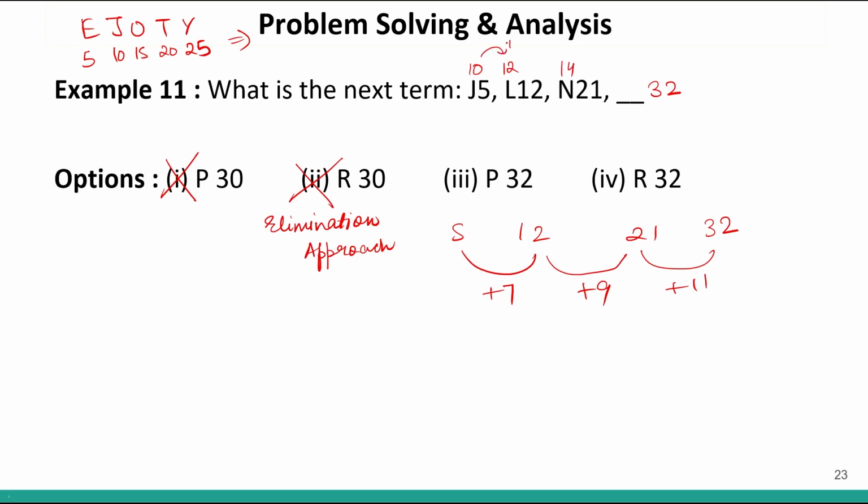So I can see a plus 2. Over here also plus 2. So the next letter will definitely be plus 2. Plus 2, 16th rank. At 16th rank we have P. So the correct answer is P32, which is given in option number 3. So option number 3 will be your correct answer. Okay.